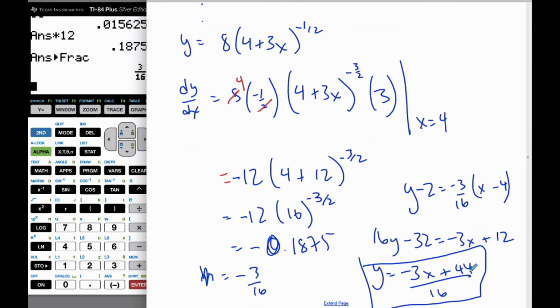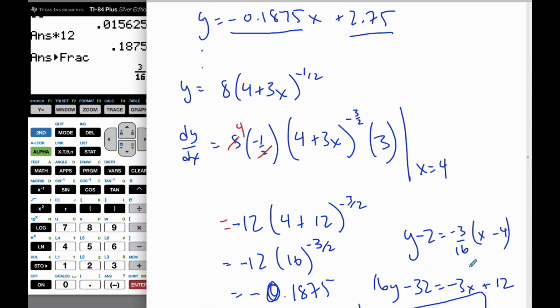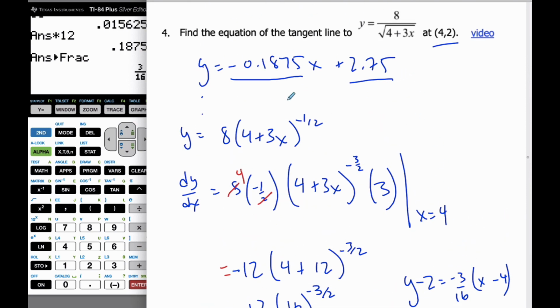And these will be the same value as such. And so you can do it algebraically or with your calculator.